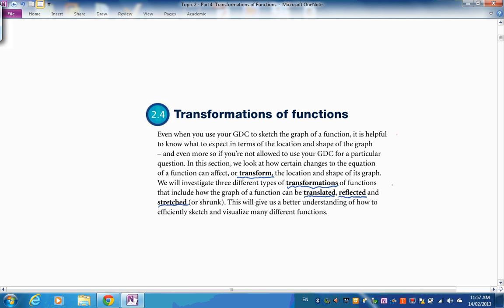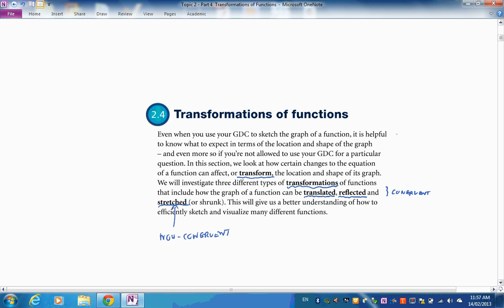And of course the translations and reflections are congruent or rigid transformations, and stretches are non-congruent. When you stretch the figure, it actually changes shape. So they are the ones. All right. And it does help us realise that a lot of functions are intimately connected to each other. They are only transformations of a basic shape. So that's a real big advantage in doing mathematics, in trying to understand those connections between functions.